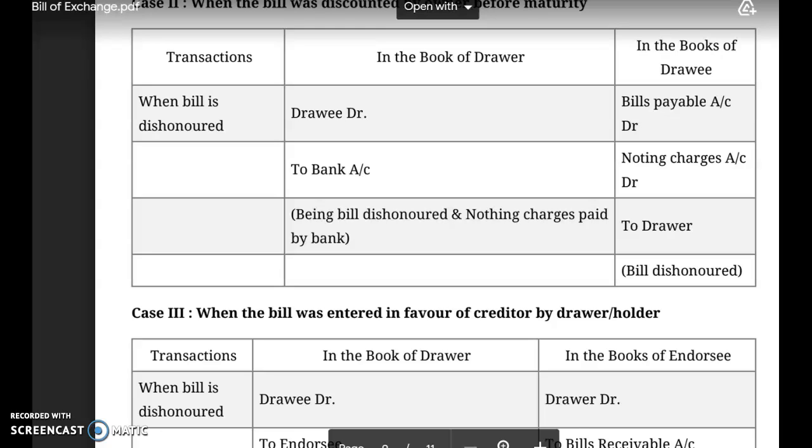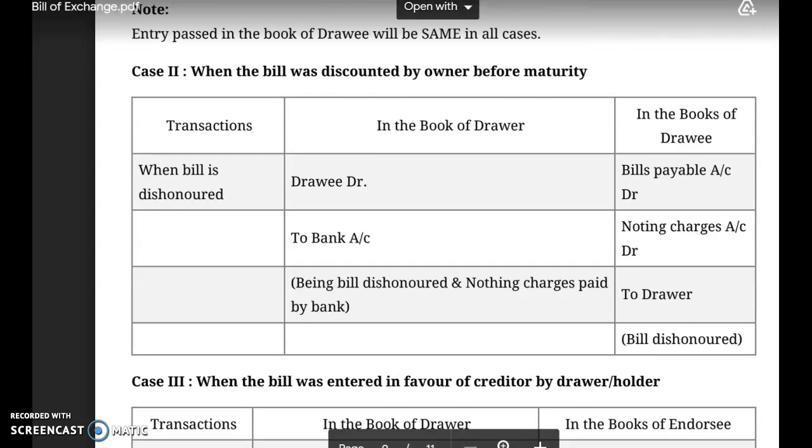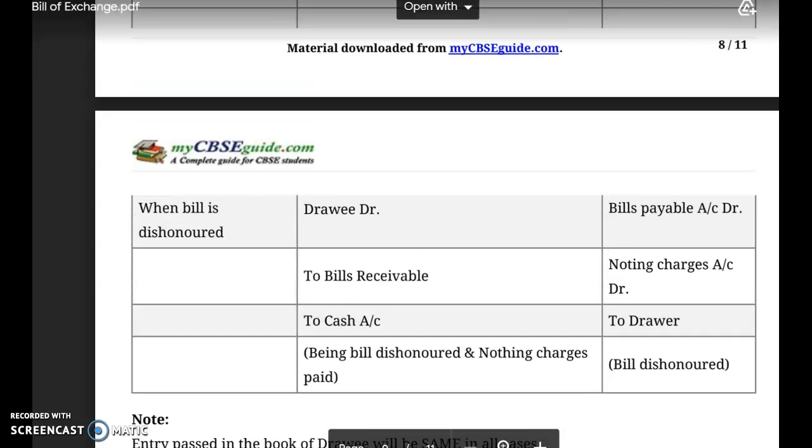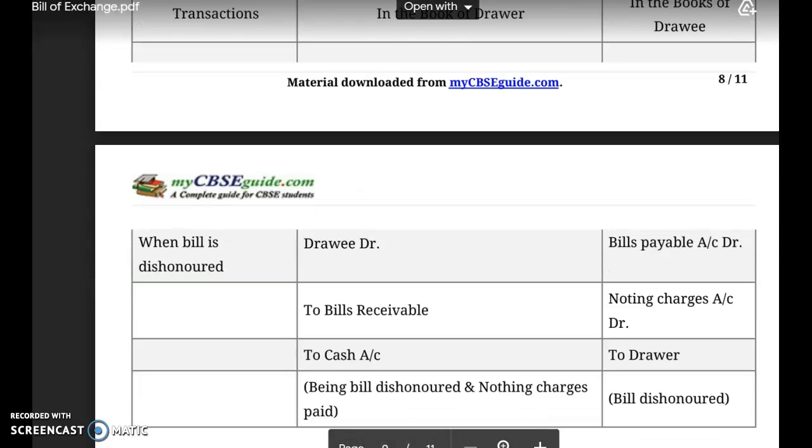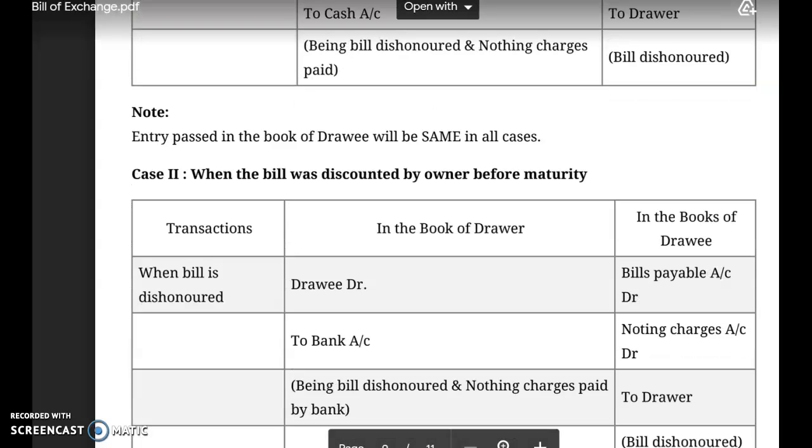So dear students, understand these are the four important cases in which a bill is dishonored and journal entries are recorded. In the first case, in the books of the drawer, drawee account is always debited. See here, in every case, drawee account is debited in the books of drawer. Credit is given in the first case to BR with the amount of bill, to cash with the amount of noting charges. In the second case, again the drawee account is debit to bank account with the total or gross amount including the noting charges, as noting charges are first paid by the bank and not by the drawer.